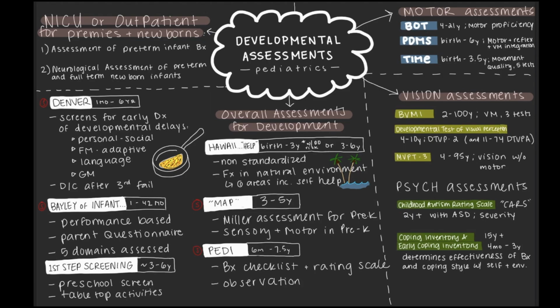There's also the coping inventory and the early coping inventory. The coping inventory is for 15 years and older, and then the early coping inventory is for 4 months to 3 years. These assessments determine effectiveness of behavior and coping styles within the self, and then also coping within the environment.